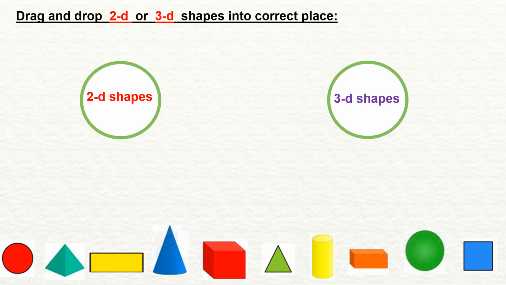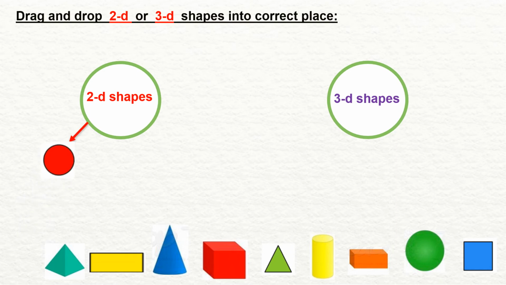Drag and drop 2D or 3D shapes into correct place. Here we have 2D shapes and 3D shapes, and we want to sort the shapes into the correct place. First we have red circle. It's a circle. It has 2 dimensions, so we will put it with the 2D shapes.